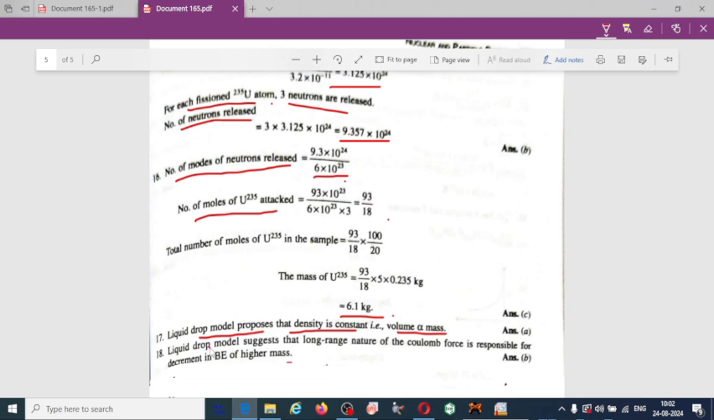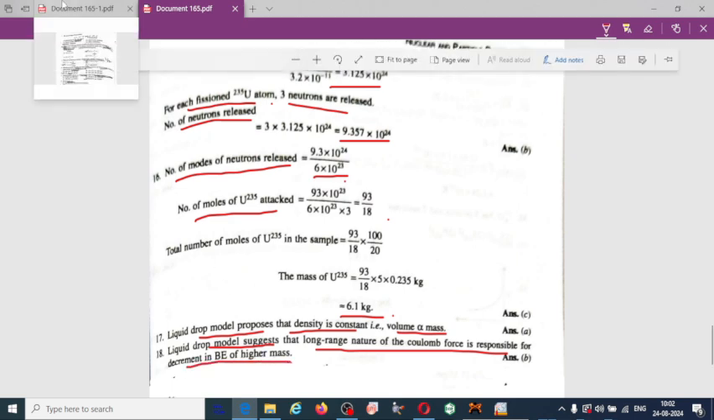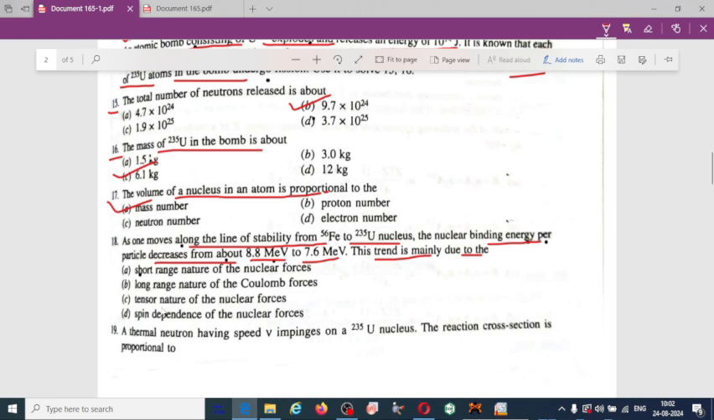According to liquid drop model, it suggests that long range nature of Coulomb force is responsible for the decrease in binding energy of higher masses. So that's why there is a decrease in the binding energy from iron to uranium, that is 8.8 to 7.6. So that is the reason, due to the long range nature of Coulomb forces. Option B is correct.